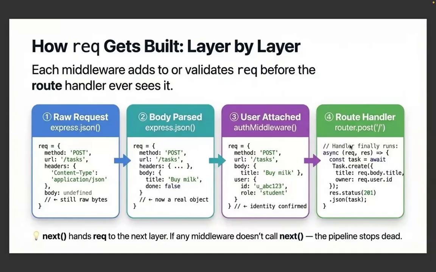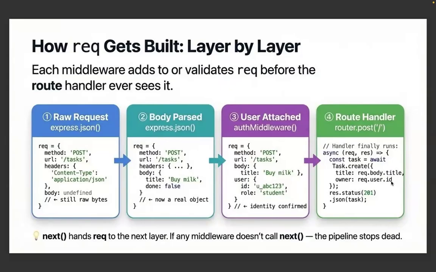And then go to the last stage, stage 4, the route handler. By the time the request finally reaches our route POST handler, it is a fully loaded object. We can safely grab the task title from req.body.title and the owner's ID from req.user.id to create our database entry.